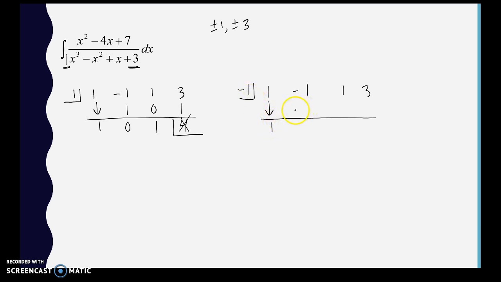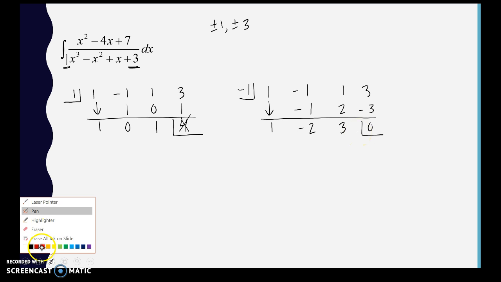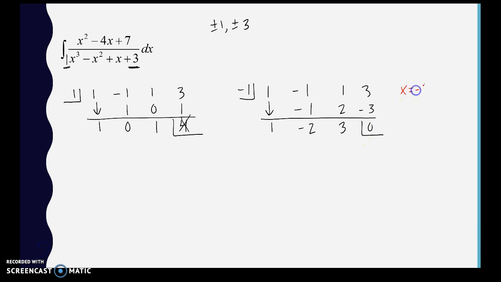Negative 1 times 1 is negative 1. Negative 1 plus negative 1 is negative 2. Multiply, add, multiply, add. So since I got a remainder of 0, that tells me x equals negative 1 is a root or a solution, which means x plus 1 is a factor. And then these are the coefficients to the remaining factor. So it always drops in degree. So 1x squared minus 2x plus 3.